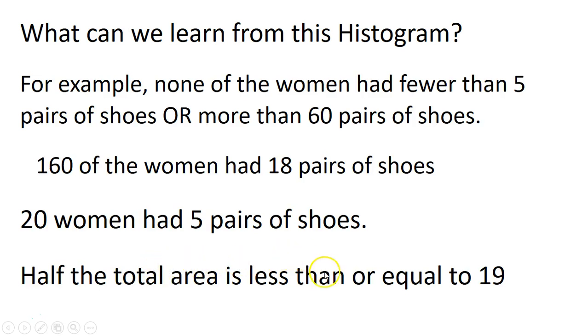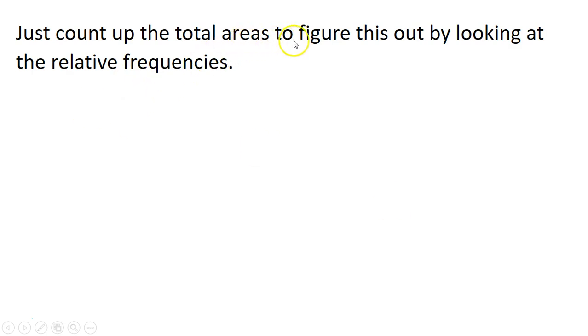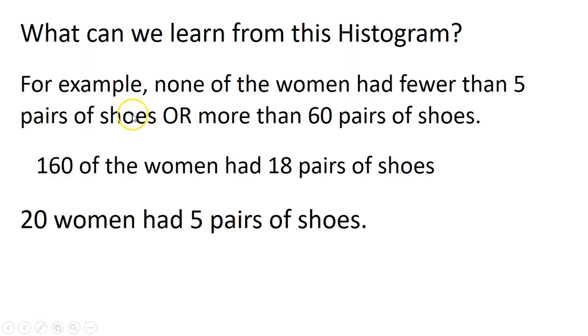Half the total area is less than or equal to 19. And let's see what that is. Less than or equal to 19. And here's how you do it. Just count up the total areas to figure this out by looking at the relative frequencies. Look at the table.